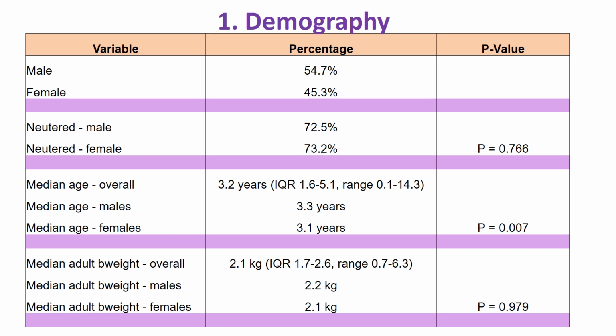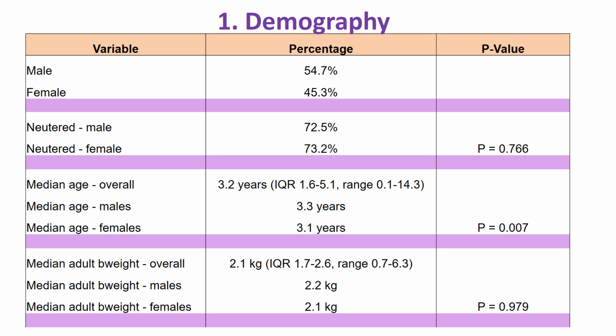Neutering levels were very high in these rabbits, over 70% in both males and females, with no difference between males and females. But we need to remember these were rabbits that were under veterinary care. And indeed, many of them may have just come for veterinary care just for neutering and vaccination.